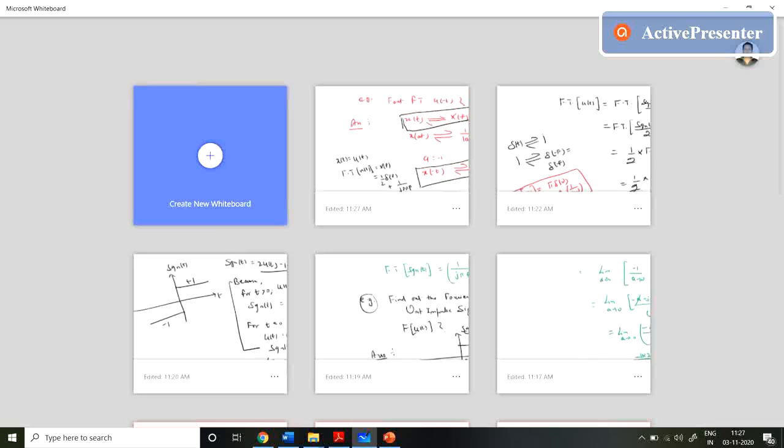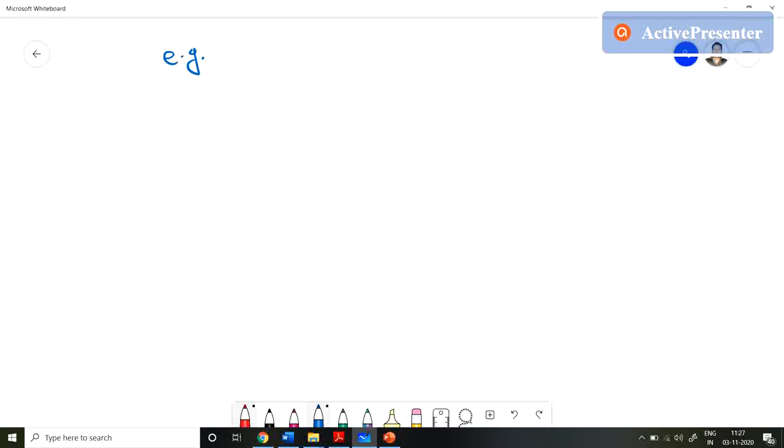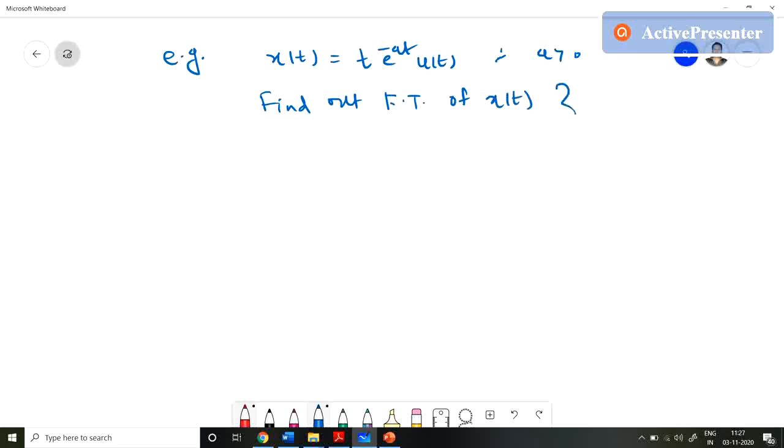Now find out the Fourier transform of t e raised to the power minus at u(t). So let x(t) be equal to t e raised to the power minus at into u(t), where a is greater than 0. So find out the Fourier transform of x(t). So let us discuss this problem.